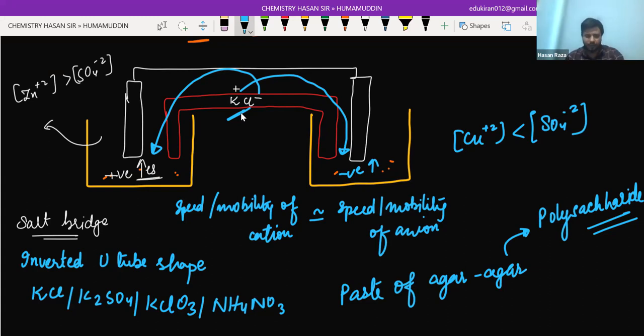And there is a question that has been asked about the speed of the cation and anion in the salt bridge. They have equal speed. Let me know when you are done with this.